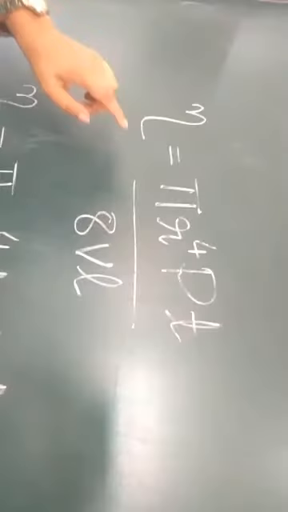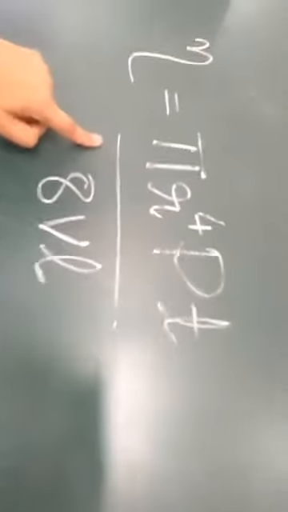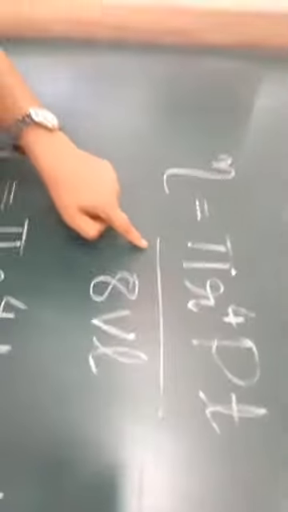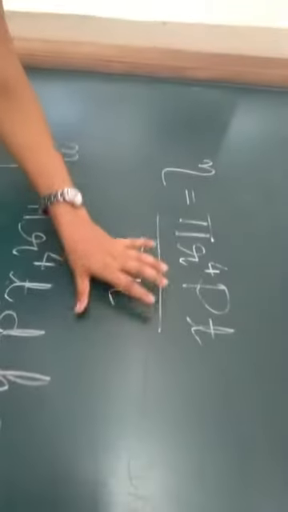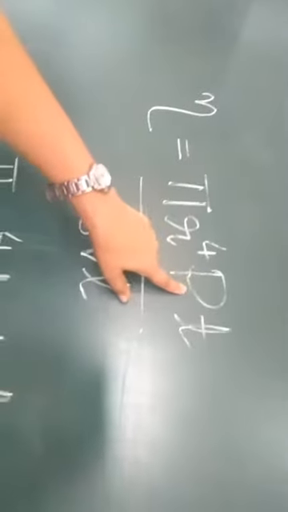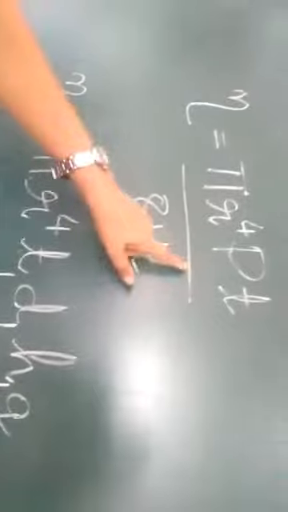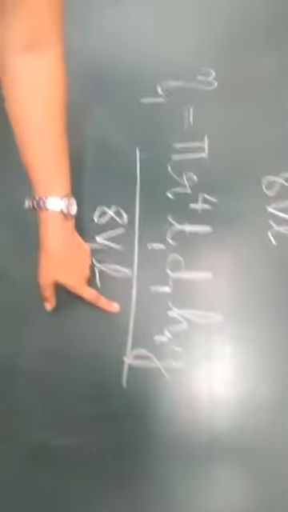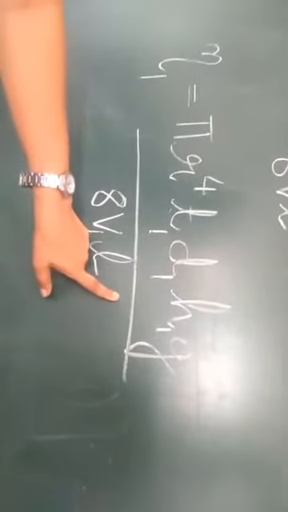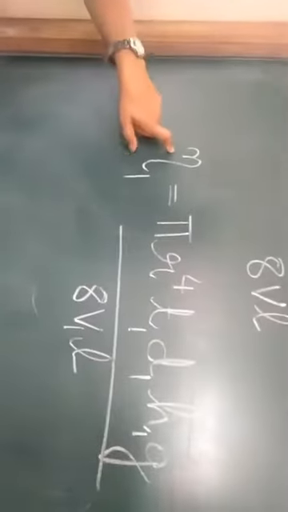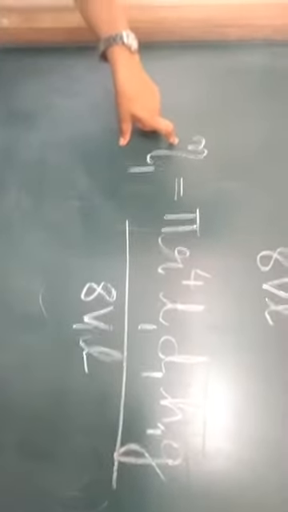Next you will be substituting and finding out the viscosity. Now this is Poiseuille's equation. Using this expression, we shall be finding out the viscosity. Here is the expanded form and the reduced form of it. This is the viscosity, eta.